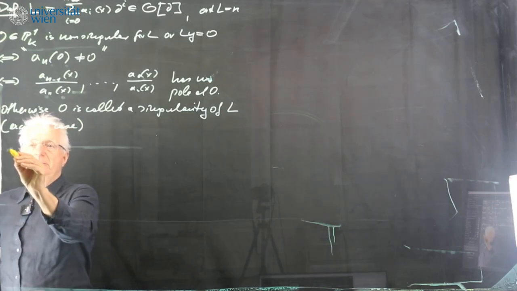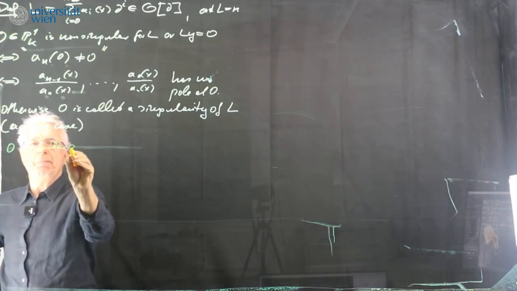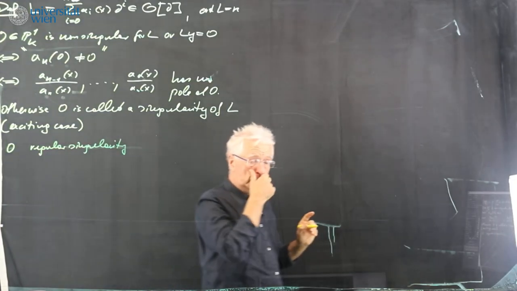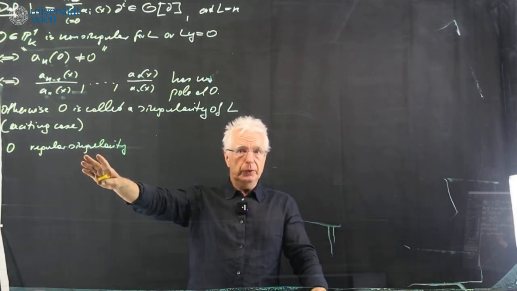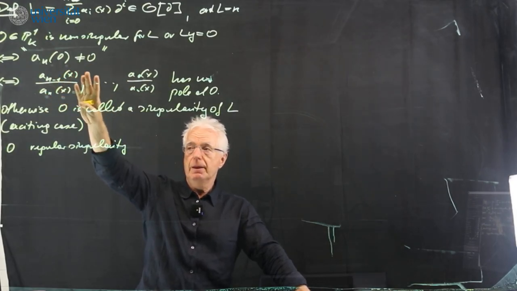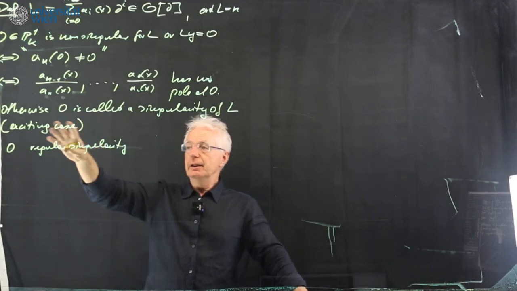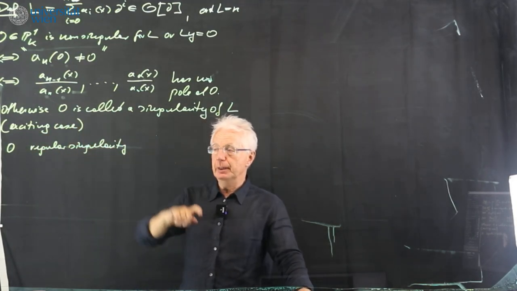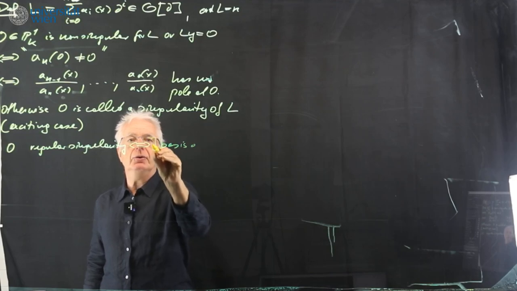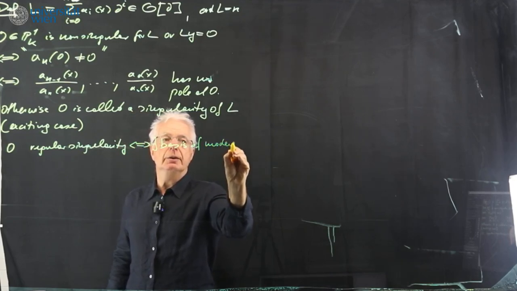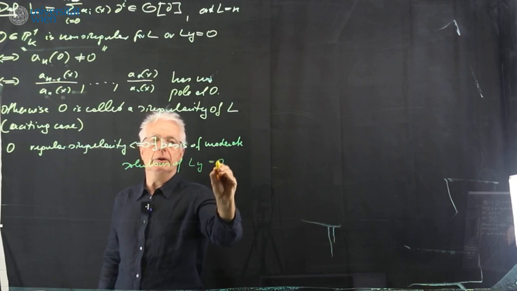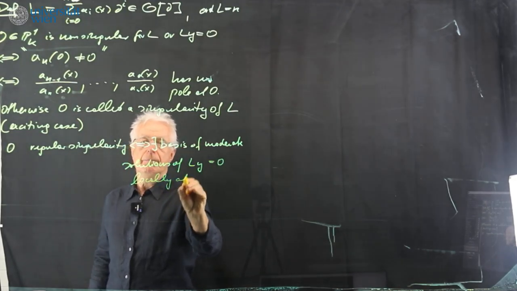So 0 is a regular singularity. Usually in many textbooks you find the definition of regular singularity by talking about the orders, comparing the orders of these fractions. That's not the original definition of Fuchs. Fuchs defined regular singularities by means of the solutions: there exists a basis of, let me call it just moderate, solutions of Ly equals zero locally at zero.